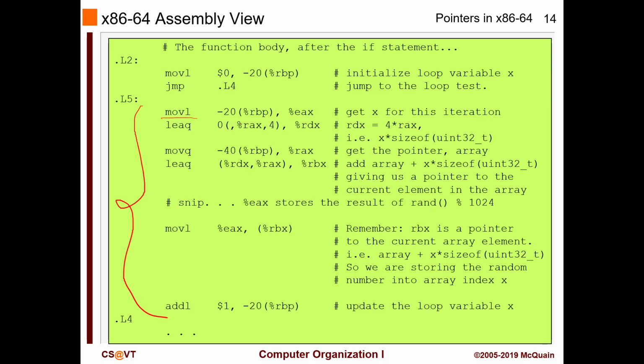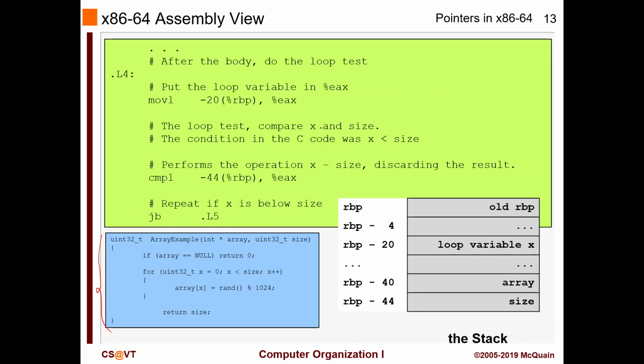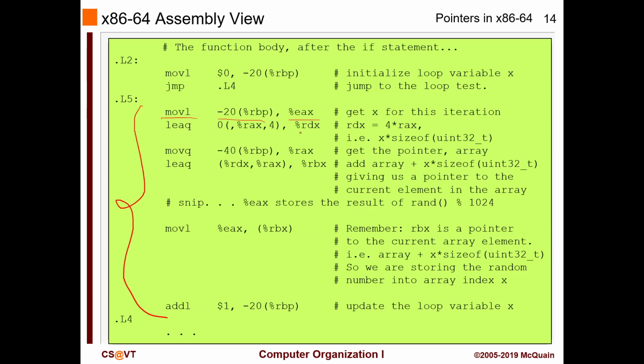The first thing we're going to do is move RBP -20 and put it into EAX. In RBP -20 we had our variable x, and we put it inside EAX. Then we are doing something like load effective address. We are doing 0, over here it's empty, RAX, 4 and RDX. I'm going to explain how load effective address works in the next slide, but bear with me. This is something similar to this.